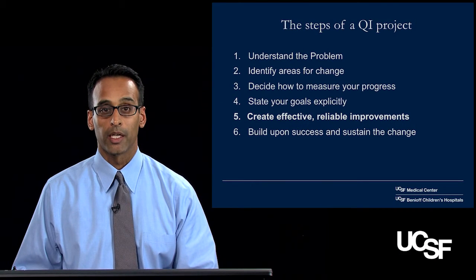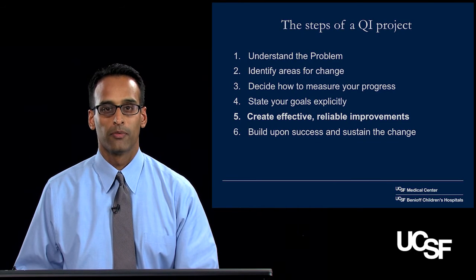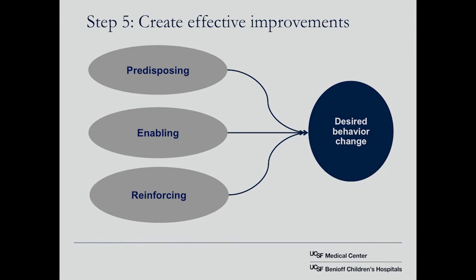All of these steps are interrelated in that determining the right improvement strategy is dependent upon having taken the time to understand the problem, identify the areas that need to change, and decide on an appropriate measurement strategy. The goal of creating effective and reliable improvements is to ensure behavior change on the part of the participants in the project in order to create what is termed standard work. There are, broadly speaking, 3 types of improvement strategies: predisposing, enabling, and reinforcing.